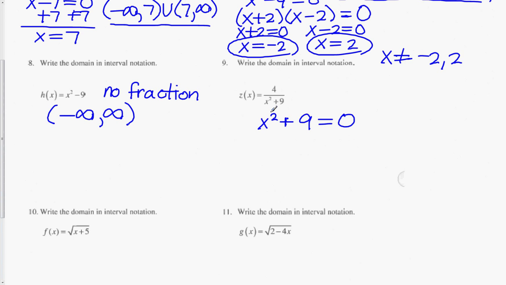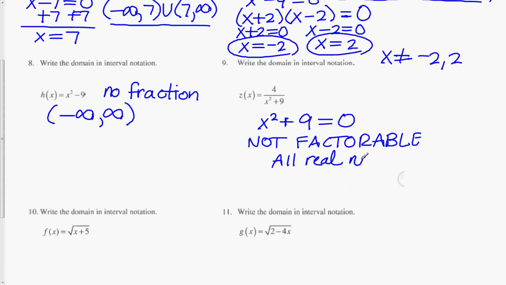Because x squared plus 9, yes, you have perfect squares. 9 is 3 times 3. But remember, to factor perfect squares, it would have to be the difference. So this particular problem is not factorable. If I can't factor it, I can't come up with factors to set equal to 0. That means that, again, you can use all real numbers for your domain. I don't have to worry about any number. So I can use negative infinity all the way to infinity.